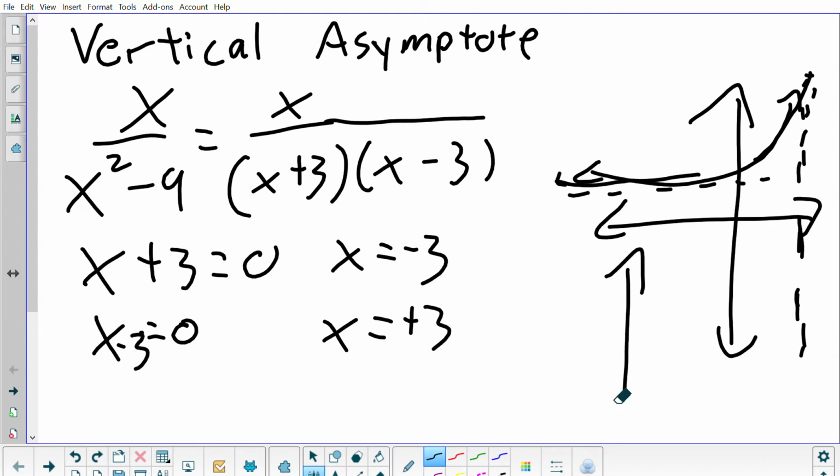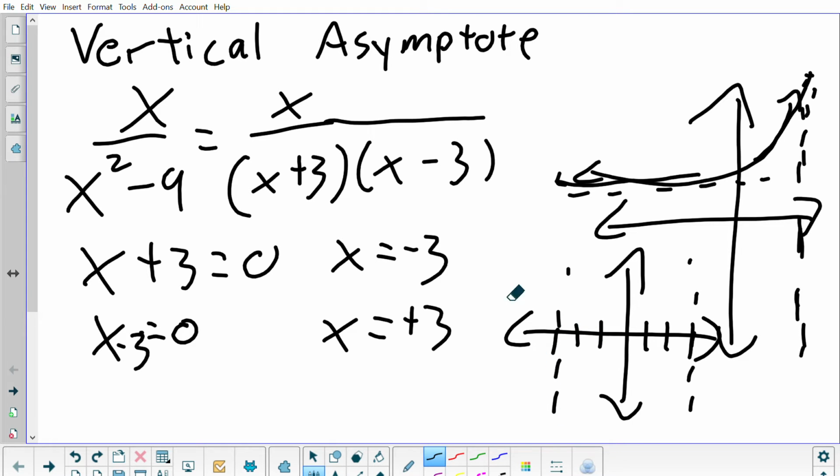So on my graph, I'm not quite sure what this creates, but I know at 3 there's some invisible wall, and then at negative 3 there's some wall with our graph doing something on either side of it.